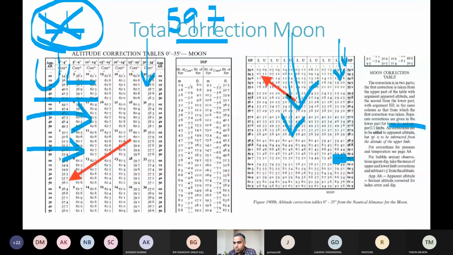After that, you just read this note given on the right hand side. It says 30 minutes is to be subtracted from the altitude of the upper limb. So after adding both these, just do minus 30 minutes. This only has to be done in case of upper limb. That's right, beta. This is only in case of upper limb. Okay, sir. Okay, beta. So that is a refresher on the total correction table.